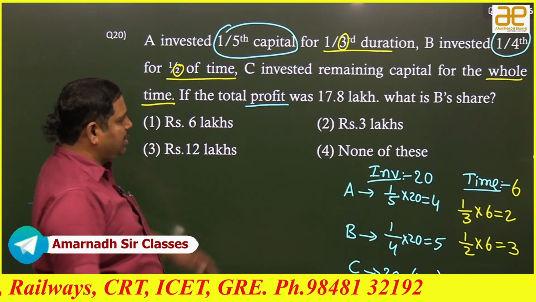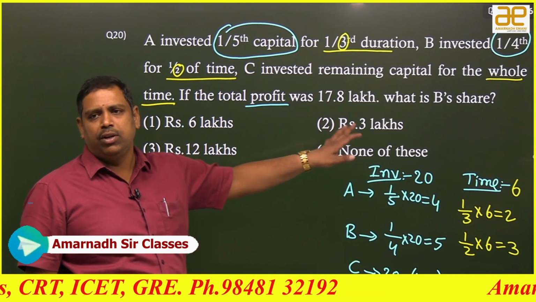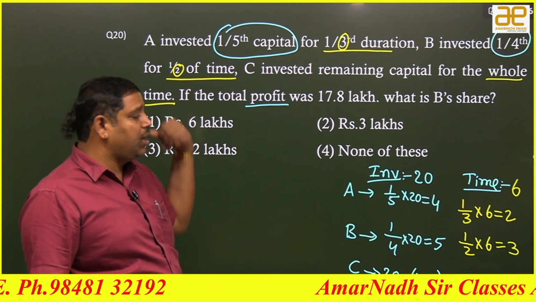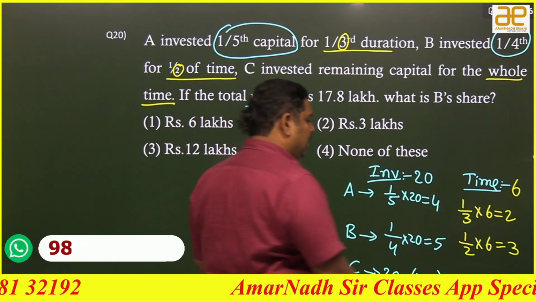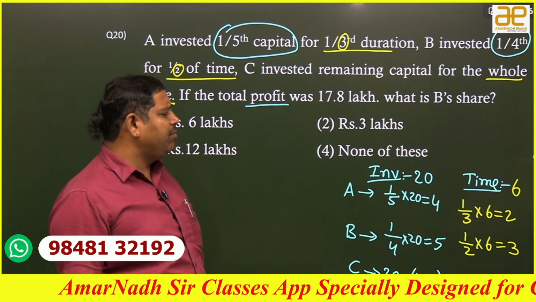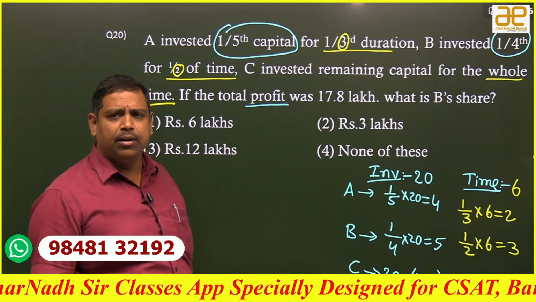Hope you understand. In this model, a quite common mistake that students make is that they take C's time period as 1. No, C is in the business for the whole time. Whole time means all the 6 he is in the business. Since we know investments and time periods, happily we can solve it.